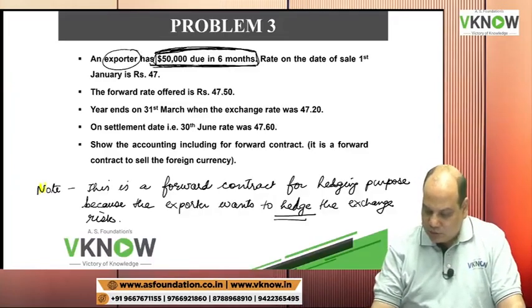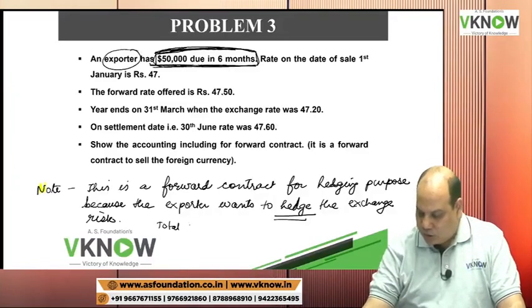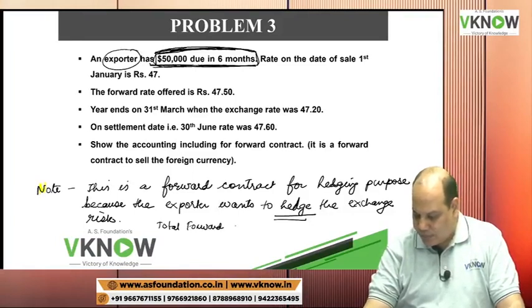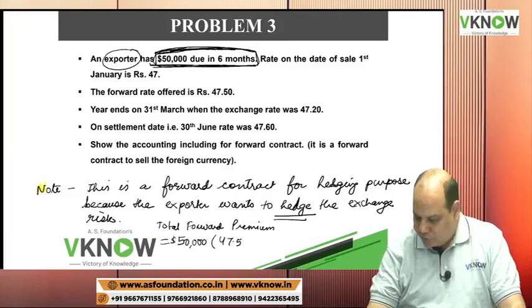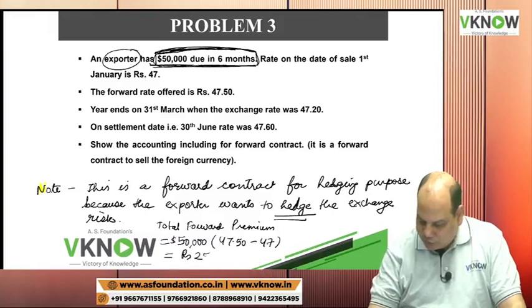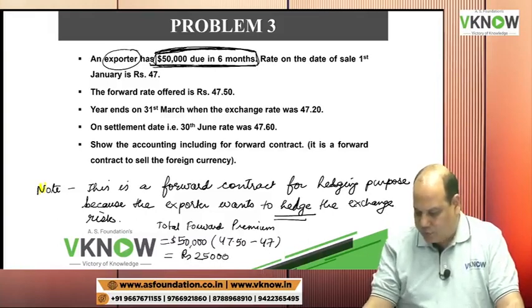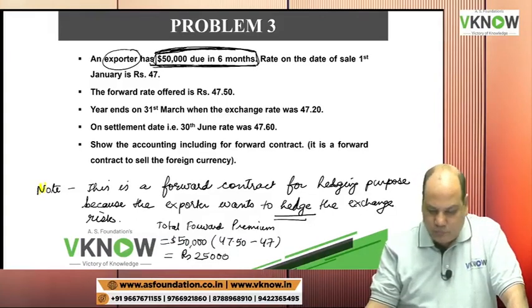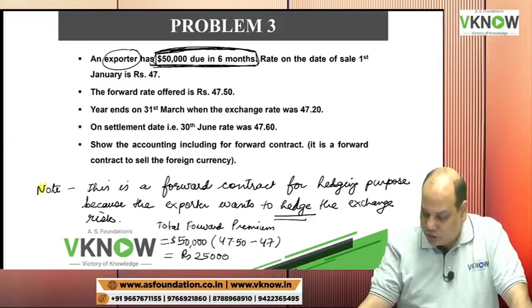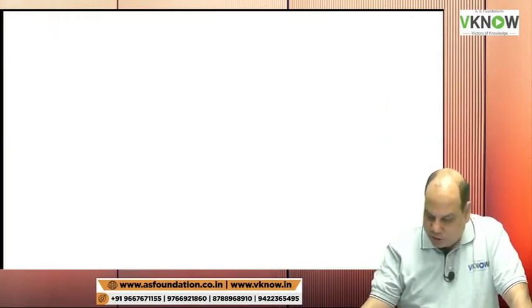Now write down the next line. Total forward premium is equal to $50,000 into bracket 47.50 minus 47, and that is rupees 25,000. That is rupees 25,000. So this is my total premium in this deal. Okay. Now I am going to pass journal entries.